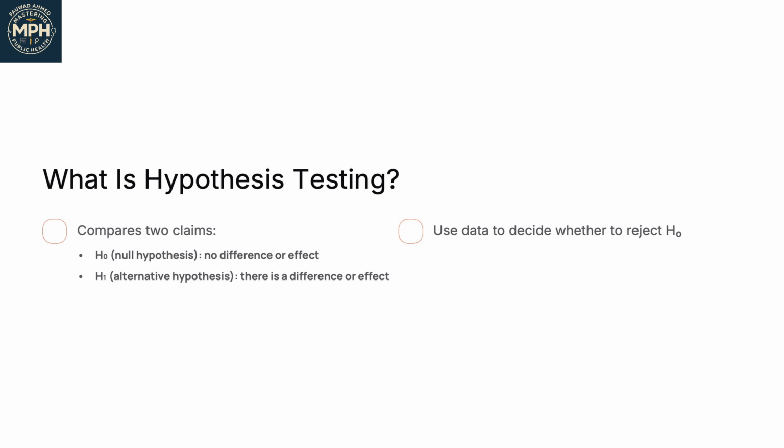Hypothesis testing starts with two competing ideas. The null hypothesis, or H0, assumes there is no difference or no effect. The alternative hypothesis, or H1, suggests there is a difference or an effect. We also define a significance level, often 5%, which we call alpha. This is the threshold for deciding whether to reject the null hypothesis.